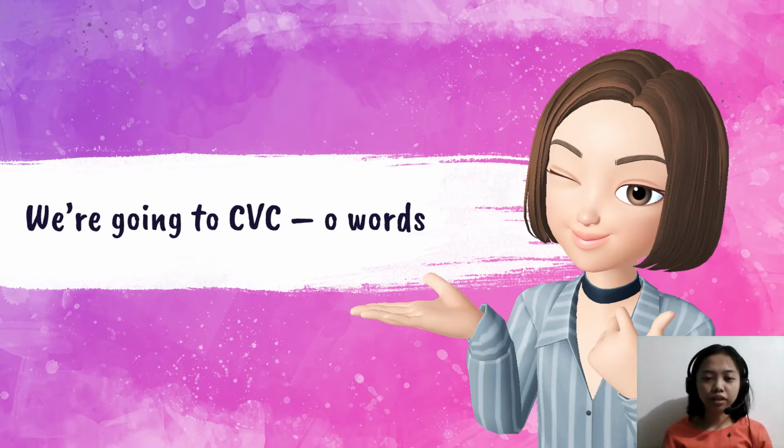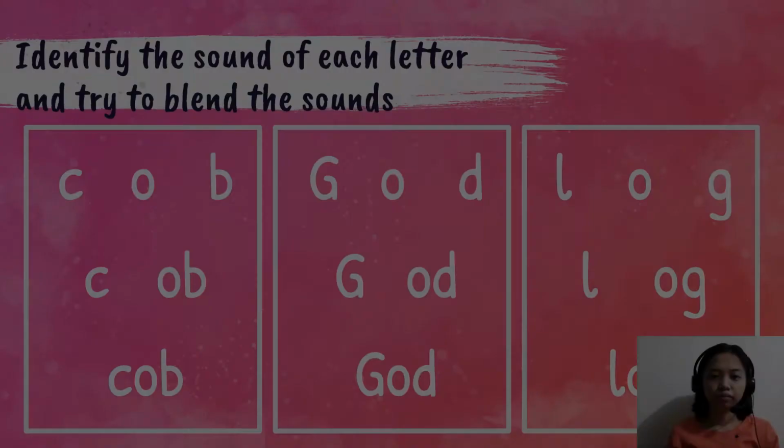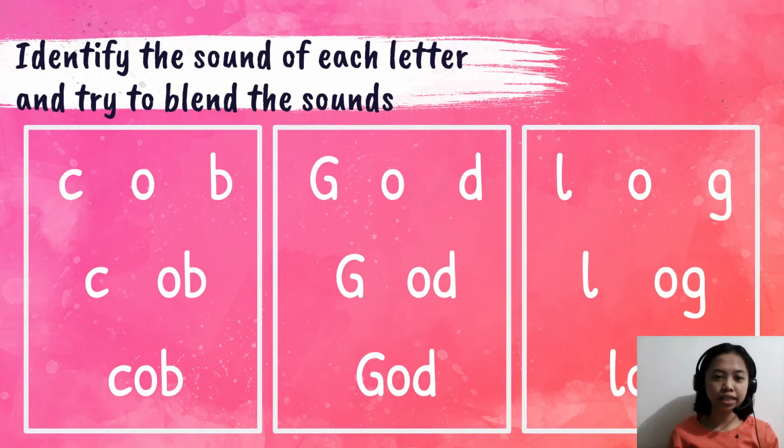Now that we are already done with the CVC A, E, and I words, can you guess what the next CVC words are that we're going to learn? It's letter O. Oh, very good. These are the CVC O words.